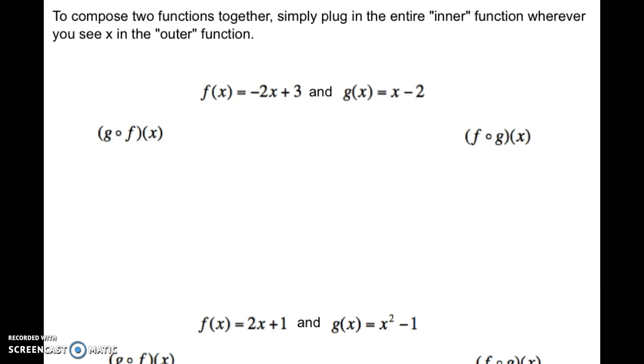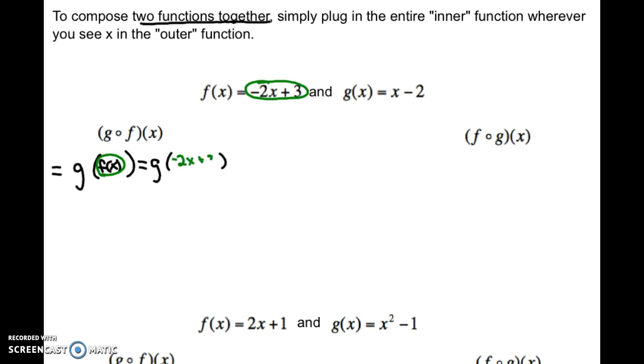But here, to compose two functions together, simply plug in the entire inner function wherever you see x in the outer function. So this is different from the front page where we got an answer. Here we're still going to have x. G of f of x means g of f of x. So for this f of x part, we're going to trade it out for what f of x is. So we keep the outside g, and instead of f of x, we just write in negative 2x plus 3.